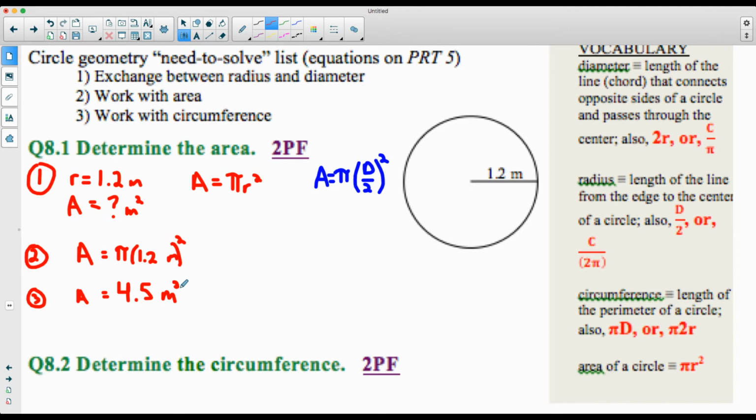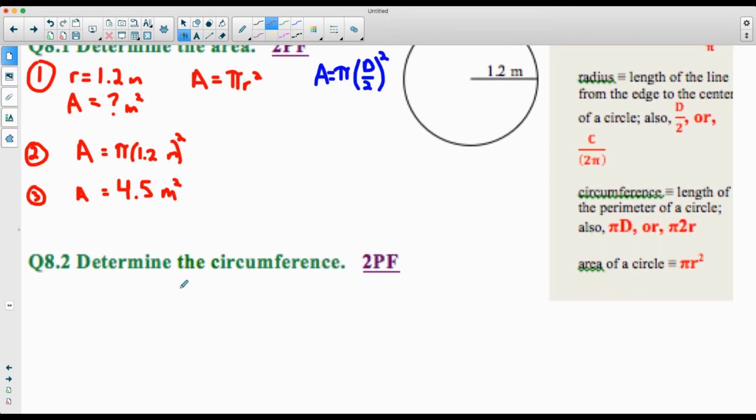Boom, done. Next, determine the circumference of this circle. Okay, well, what do we know? We know a few things. We know the radius, 1.2 meters. We now know the area. We determined that up above, 4.5 meters squared. Don't get overly concerned as to whether you were going to use that area. It's just good to write a list of what we call our givens, the things that we have been provided. So they're asking for circumference. Circumference is represented with a capital C, and circumference is a length, so that comes in meters.